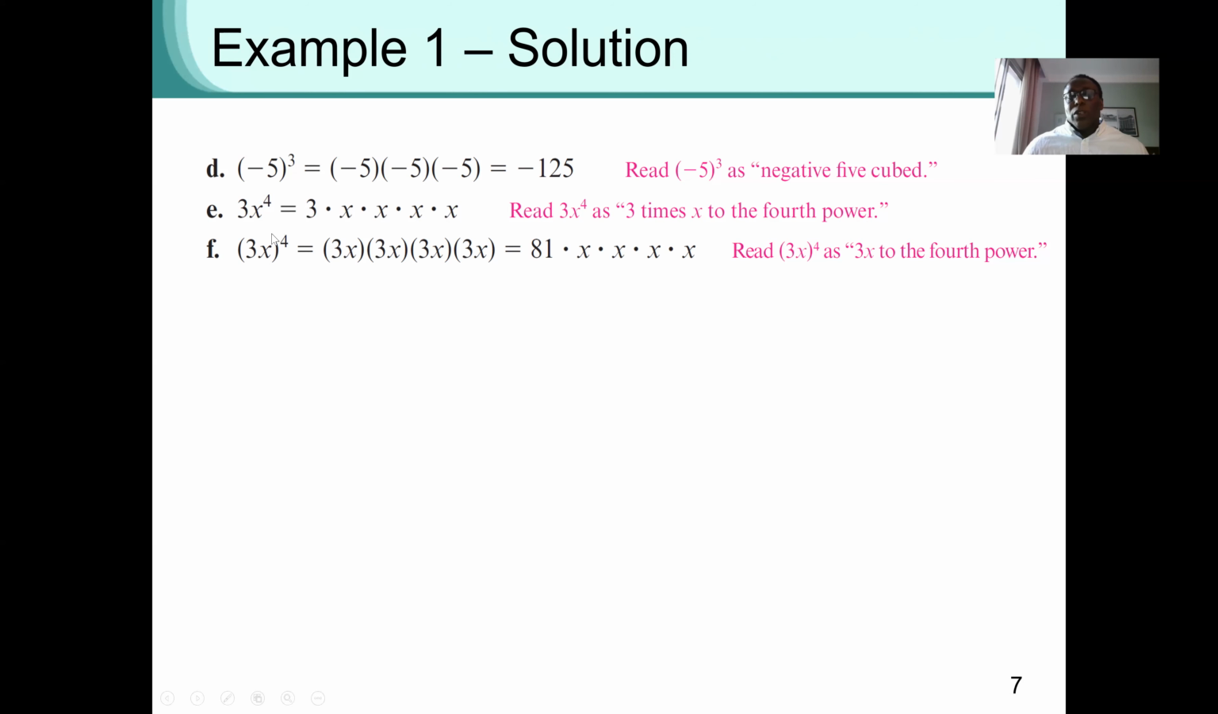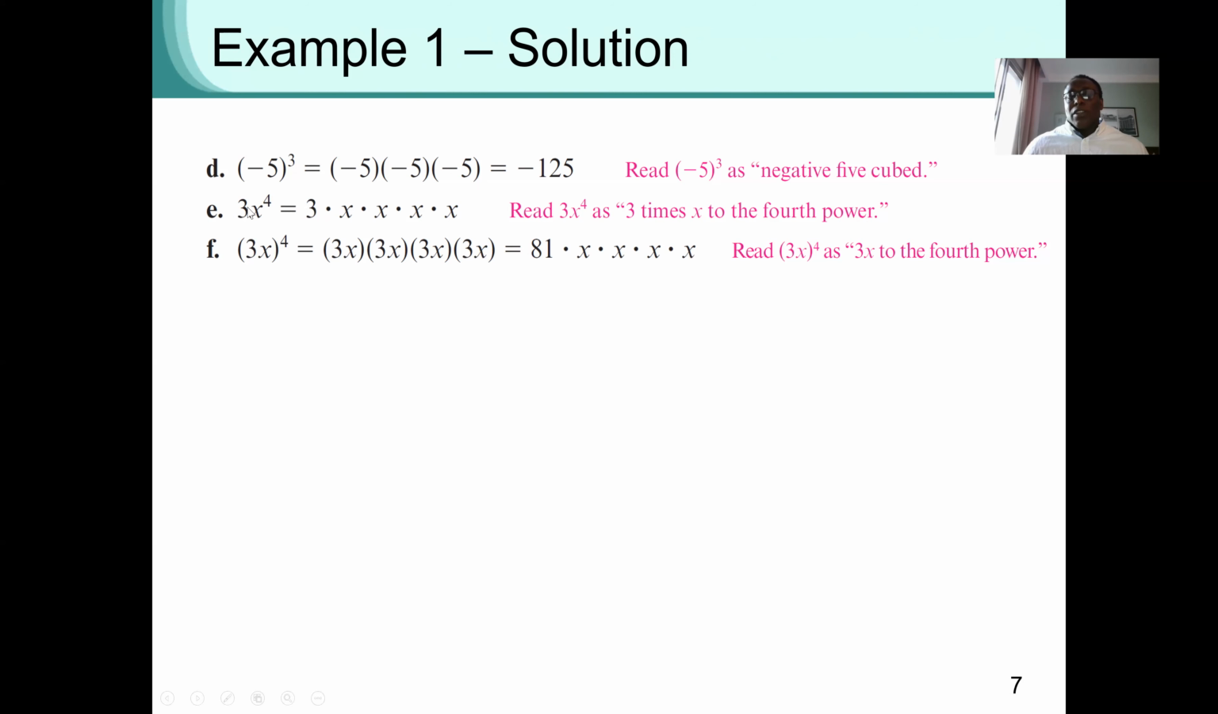The next example, now we have 3x in parentheses to the power 4. So this means the 3 is also affected by the exponent. So we get 3x times 3x times 3x times 3x. And this time we are going to get 81 times x times x times x times x. So we can see the difference.